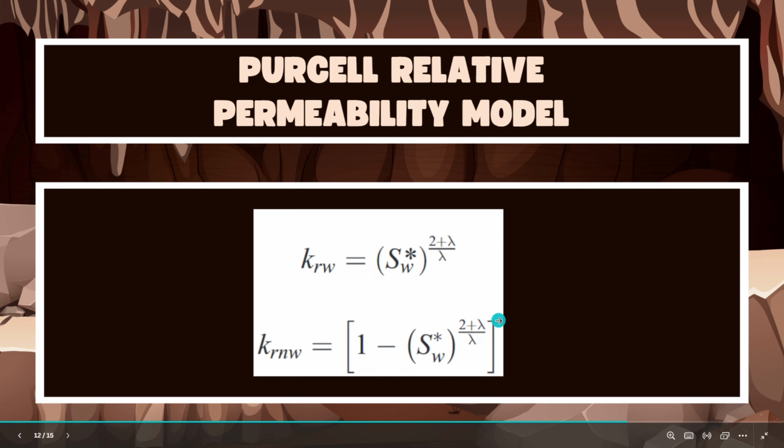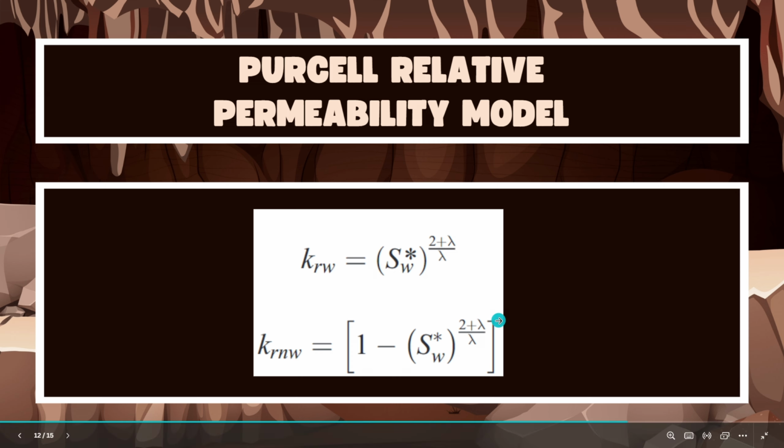And then for KRW, for each method, the Brooks-Corey is slightly lower than the experimental results. The most accurate and closest to the experiment result are the Burdine approach and the Corey method. And then we have larger and higher values for the Purcell approach and the Purcell model.